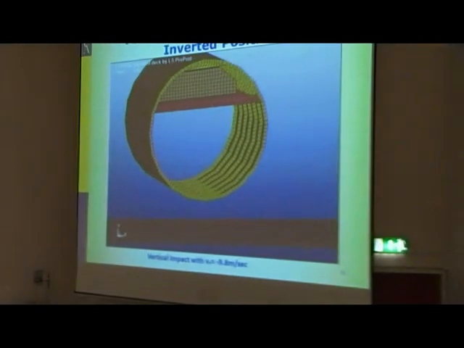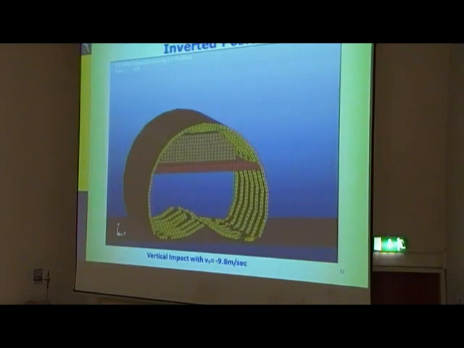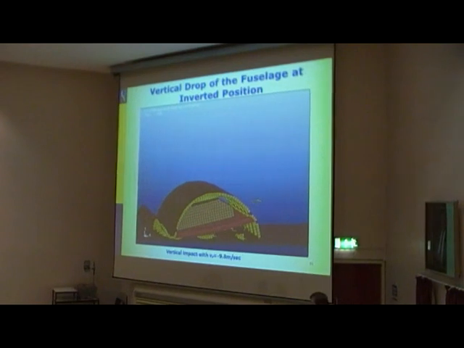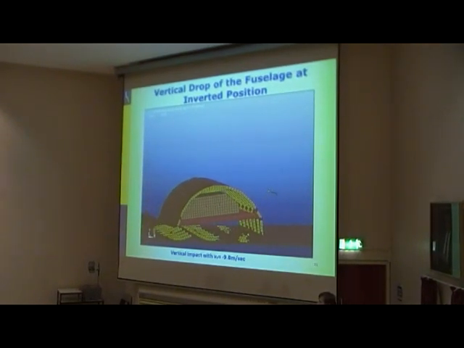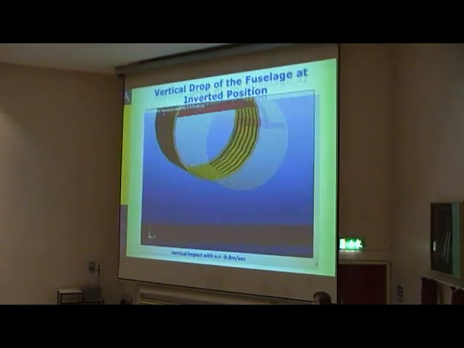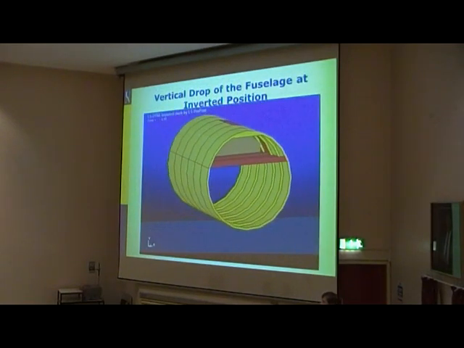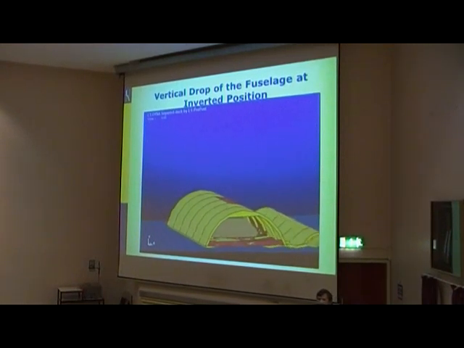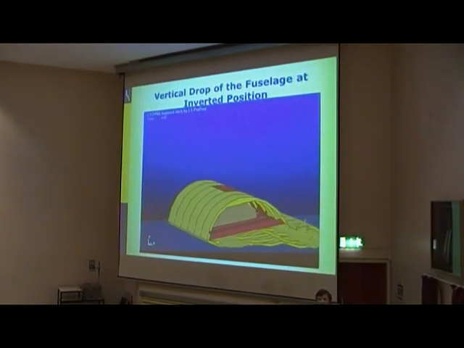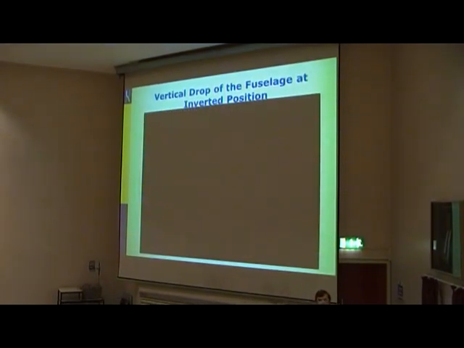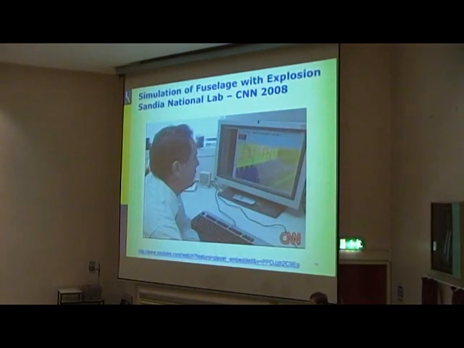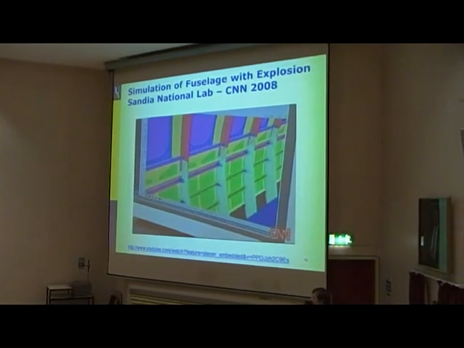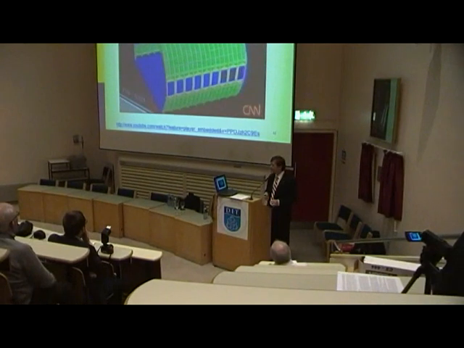Well, I also did some simulations of a fuselage that is dropping down upside down, so you can see the red wall, the floor of the fuselage. No matter how I drop this fuselage, with the angle of rotation or without, either one wall or the other wall and ceiling is broken under the floor. But people from Sandia National Lab did the same calculations of the behavior of a fuselage.